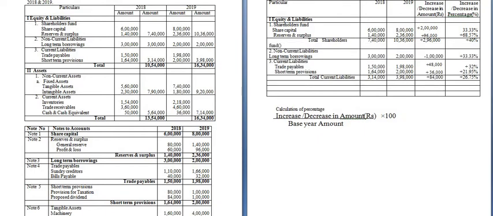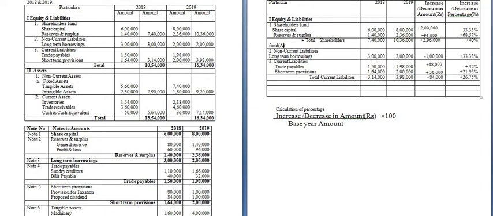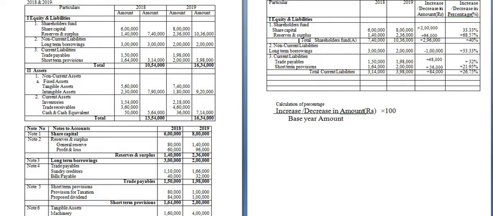Here we have to write A, B and C in brackets, by which it will be easy for us to find the total liabilities. In bracket A, total shareholders' funds. Next, total long-term borrowings, that is non-current liabilities. Here we will write B, and here C.